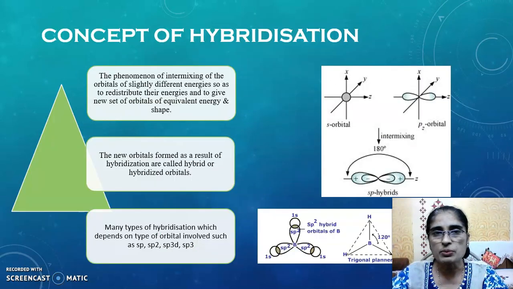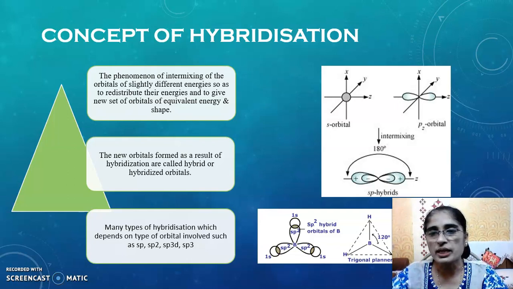Now, what is the concept of hybridization? Hybridization is based mainly on two features. What is that? The phenomenon of intermixing of orbitals of slightly different energies so as to redistribute their energies and give a new set of orbitals of equivalent energy and shape. These new orbitals which form after mixing are known as hybrid orbitals.